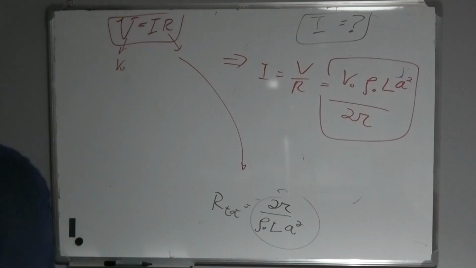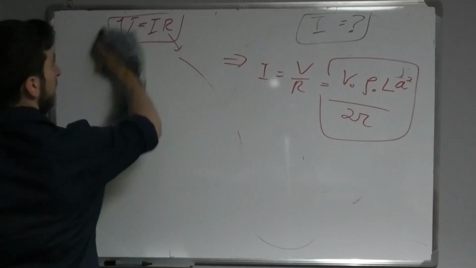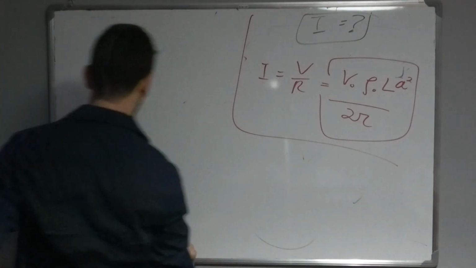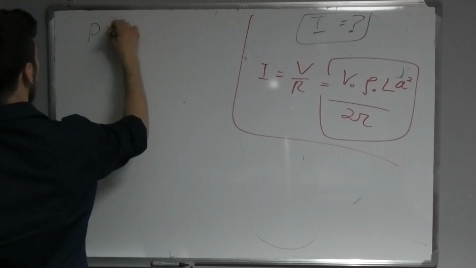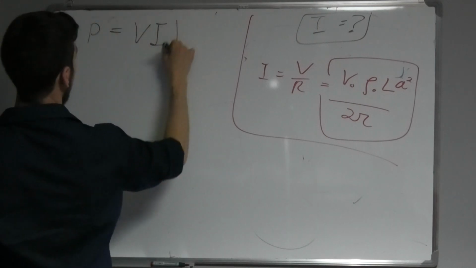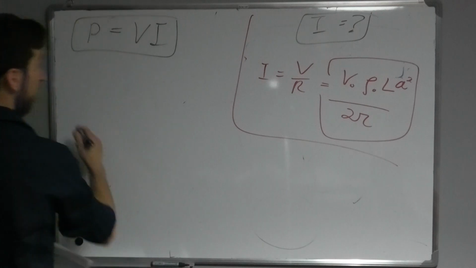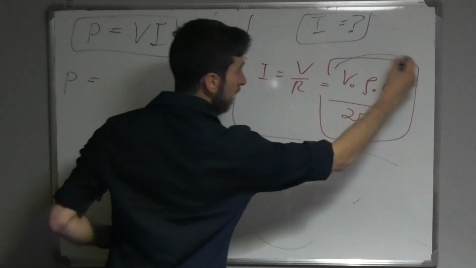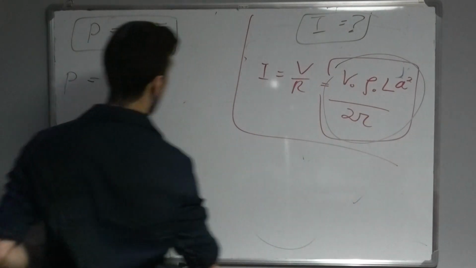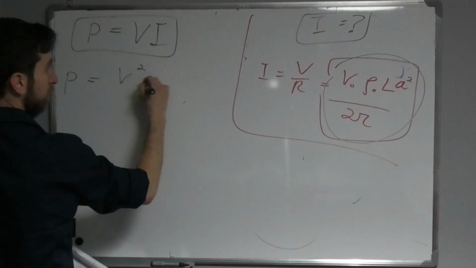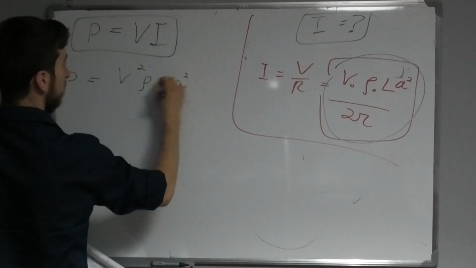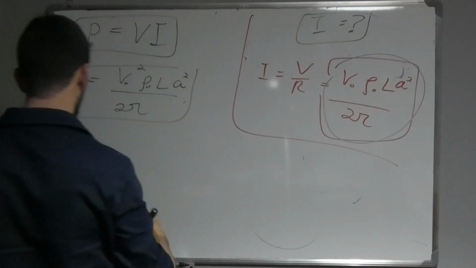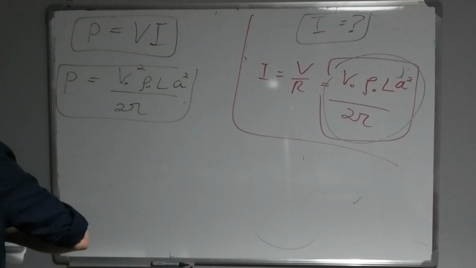The next question is, what is the power? Okay, we finished that one. What is the power? So what is P? P equals VI. We just talked about it in the previous question. So we know what V zero is. It's the same term, but we need to multiply by another V zero. So it's V squared L A squared over 2 pi rho 0. So this was really easy to do.